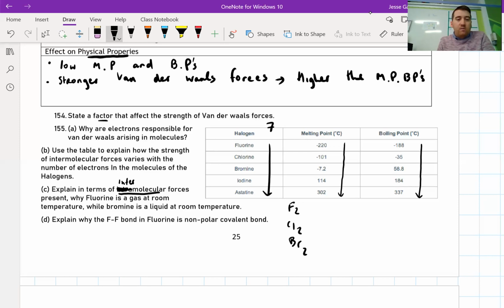Last question, part D: explain why the F-F bond in fluorine is a non-polar covalent bond. A little bit of revision. Why, if you've got two Fs like this, is it non-polar? Pause the video, write your answer.